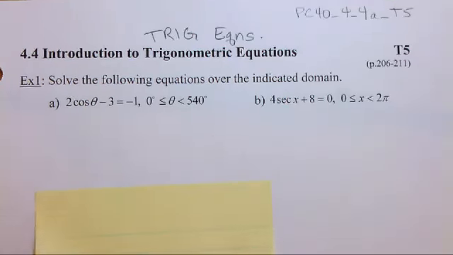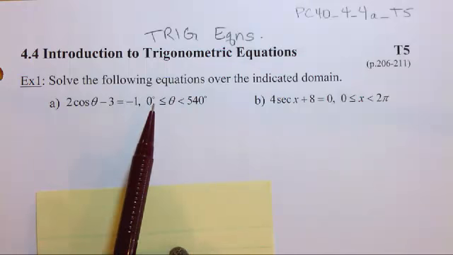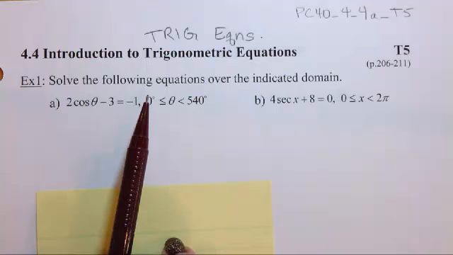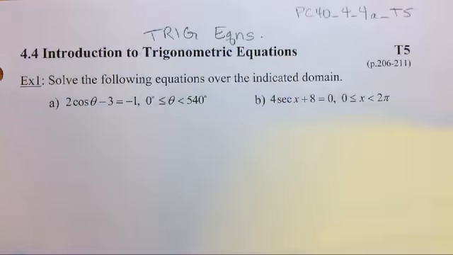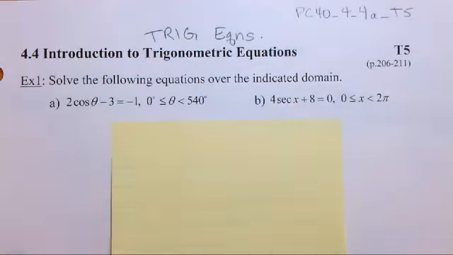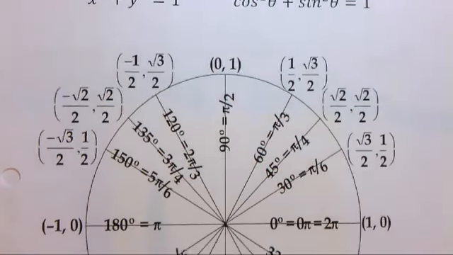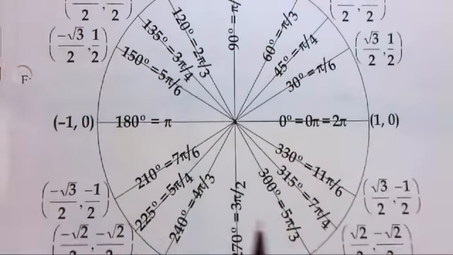Okay, so just to give you an idea, this is what we're going to be seeing. We're going to see some sort of an equation. We're going to be given a domain that we have to find the answer on. And then we're going to have to figure out what values, what angles are going to satisfy these equations. So what I'd like to do is just kind of show you real quick that you could either use your unit circle. So some of you are really good at memorizing the unit circle and having it down.